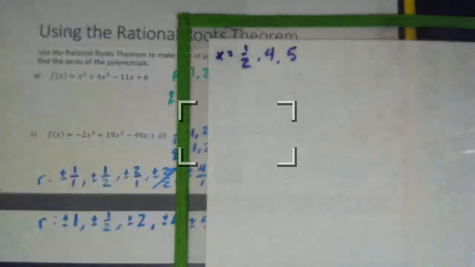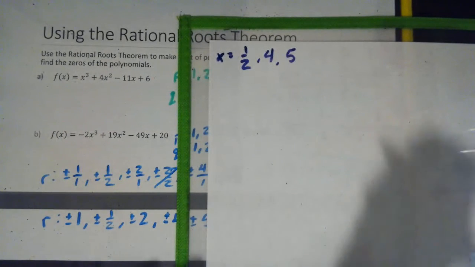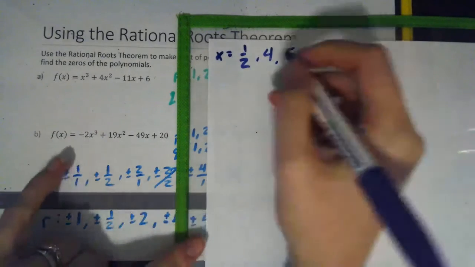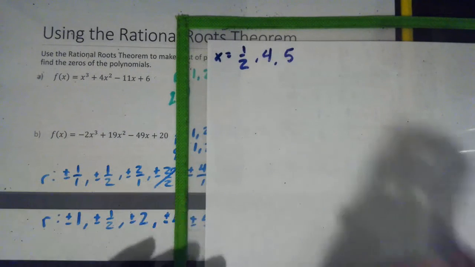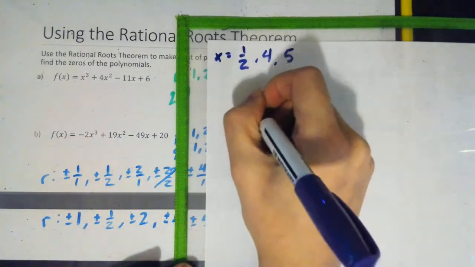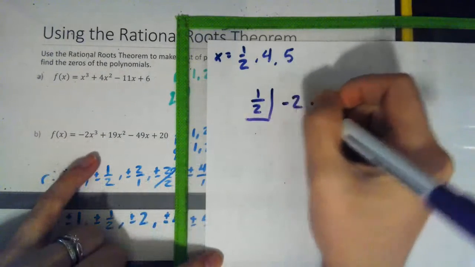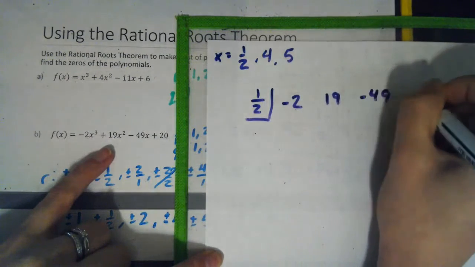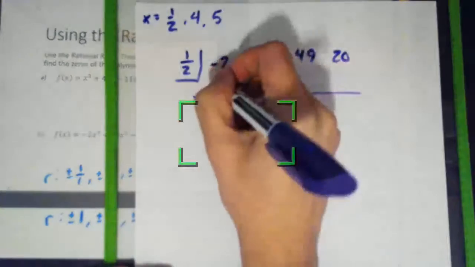But we're going to still synthetically divide, make sure that these are the zeros. Maybe I typed something in wrong, who knows. So we start with one of our zeros. It doesn't matter which one. I really don't want to do the fraction, but we'll try it. If we start with our fraction 1/2, I list out my coefficients. So we have -2, 19, -49, and +20. Draw my line. Bring down the -2.